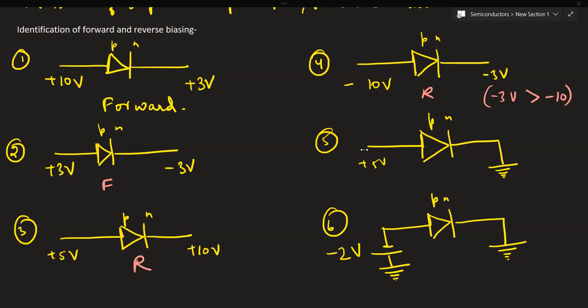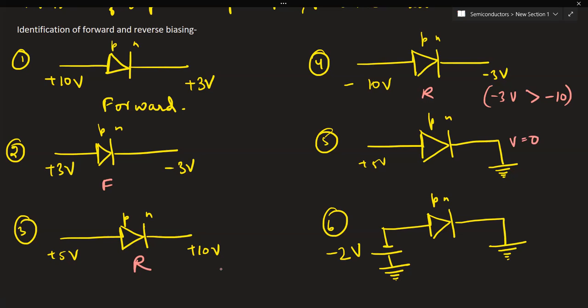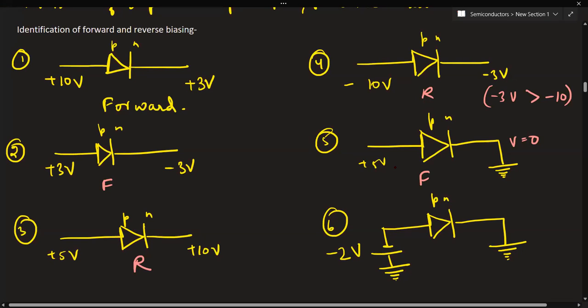Ma'am, what is that arrow mark? These represent earthing symbol. Earthing means potential is zero, right? Exactly. Earthing means potential is 0. So it means potential is 0 over this side and it is 5 volts over P side. So it will be forward bias because 5 volt is obviously greater than 0.